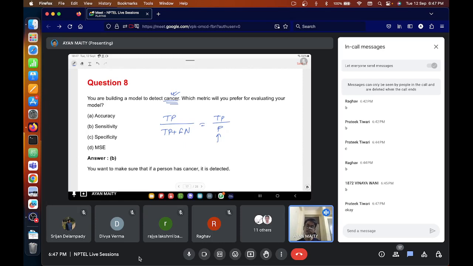But sensitivity finds out, out of all the positive examples, how many the model is able to predict as positive. That's why we want a higher value of sensitivity in medical diagnosis tasks. So that's why sensitivity is the correct answer here.